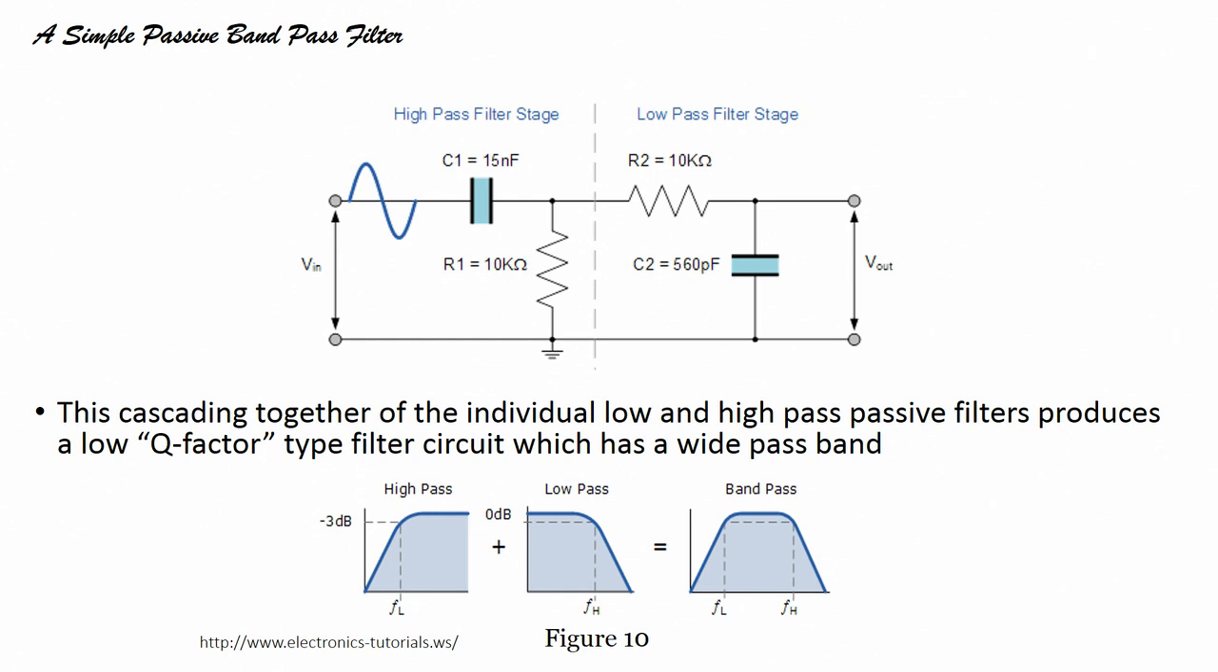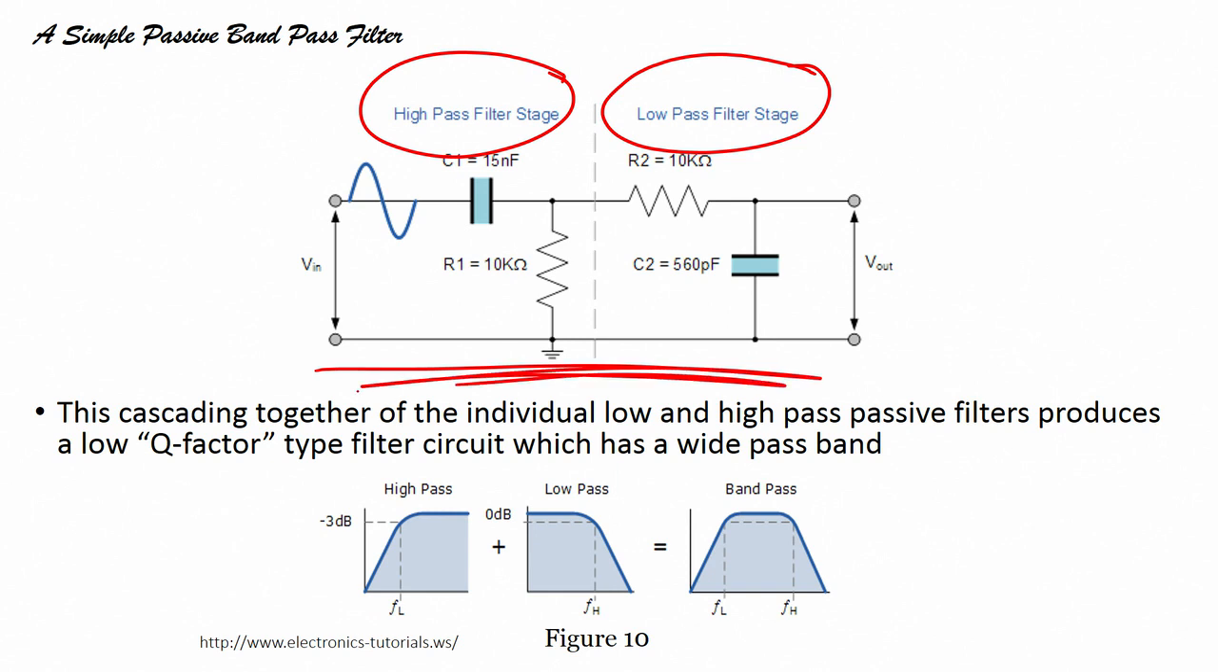How can we design a simple band pass filter? We can use a high pass filter stage and a low pass filter stage, and cascade both stages. Here we have a capacitor and resistor, which is our high pass stage. I apply a signal to the capacitor, and you know how the high pass filter works. The output of the high pass filter is fed to the low pass filter, and in this case the high pass filter passes a band of frequencies above this FL.